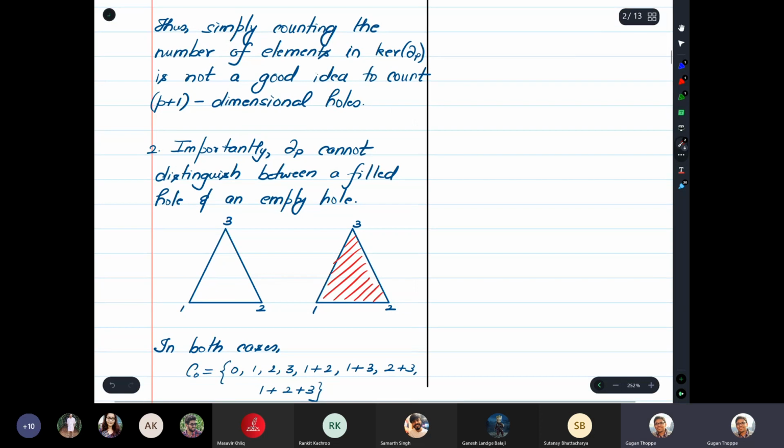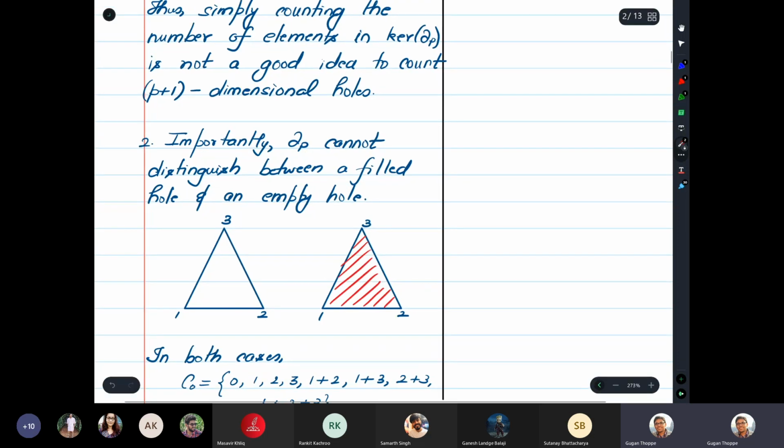Okay, so this was one of the issues with this DABA P operator. Although I gave the example in the context of DABA 1, I hope you will be able to extend this example to other DABA P operators as well.